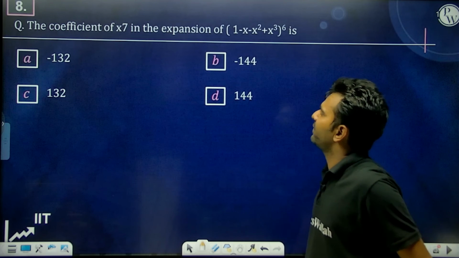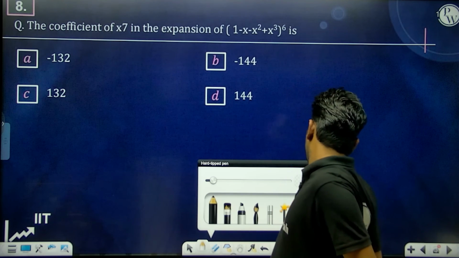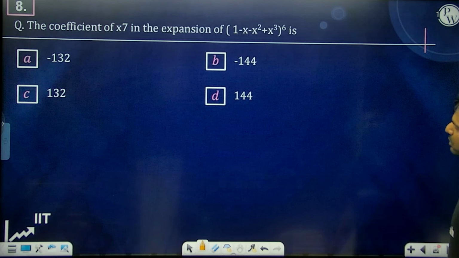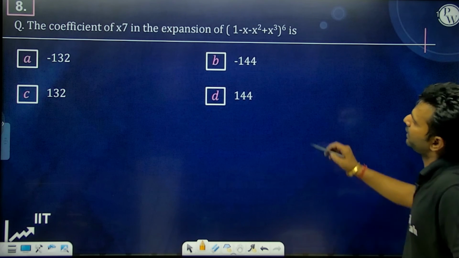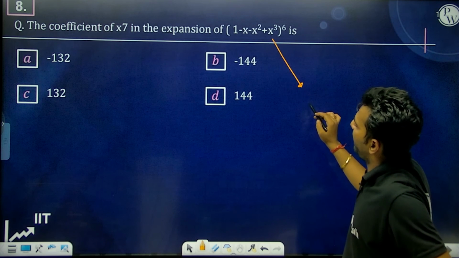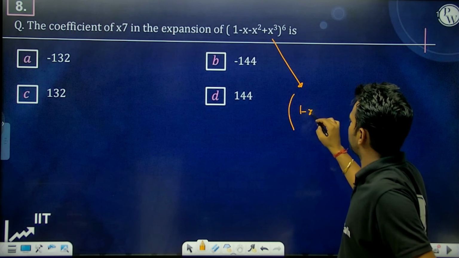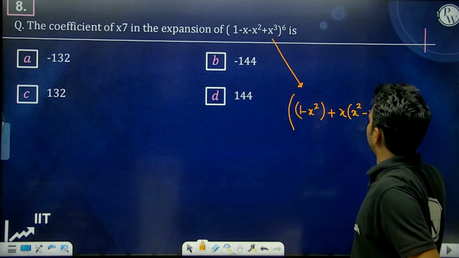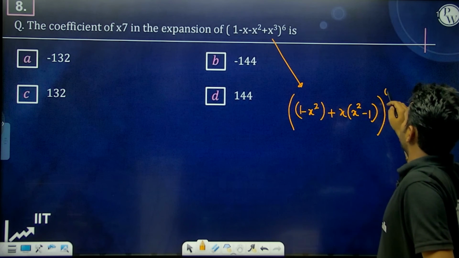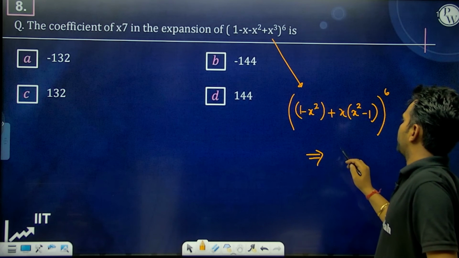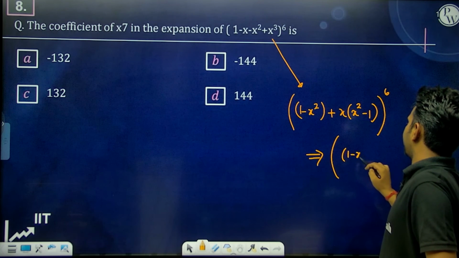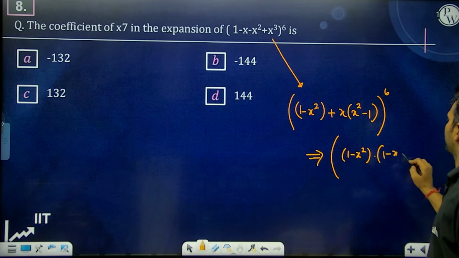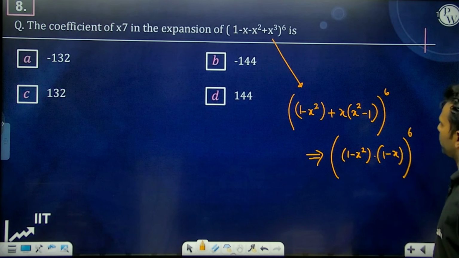Now, the coefficient of x to the power 7 in this particular expansion. Can you solve this particular thing? Everyone have a look at this. We can separate 1 minus x squared, and over here we can take x common. We are going to have something like this. So this very same problem can also be written like this: (1 - x^2) times (1 - x)^6, yes or no?